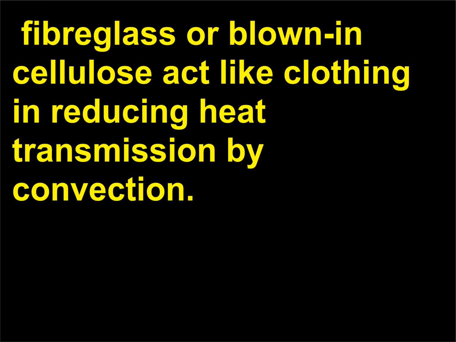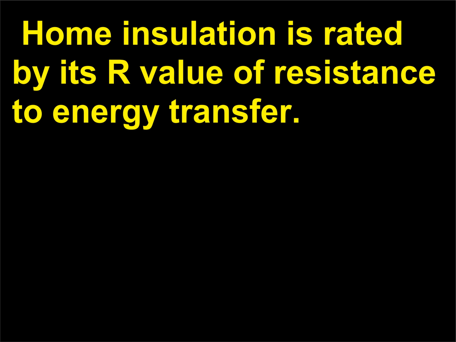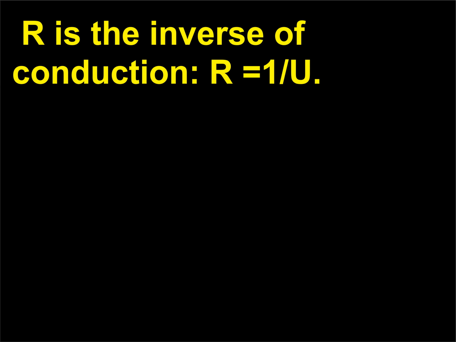Home insulation, like styrofoam panels, fiberglass or blown-in cellulose, acts like clothing in reducing heat transmission by convection. Home insulation is rated by its R value of resistance to energy transfer. R is the inverse of conduction, R equals 1/U.